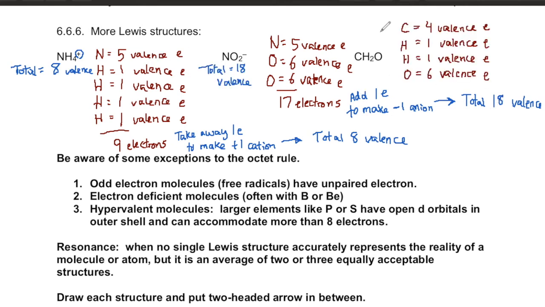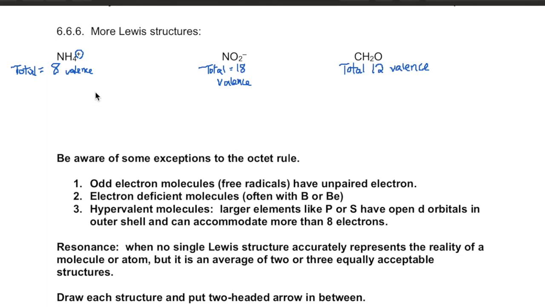Okay, for this last structure, we have a carbon with 4 valence electrons, a hydrogen with 1 valence electron, another hydrogen with 1, and an oxygen with 6. That brings us to a total of 12 valence electrons. This one is not charged, so we don't have to adjust that. We can just use 12 as the total number of valence electrons. All right, that's the first step: figuring out the total number of valence electrons in the structure.